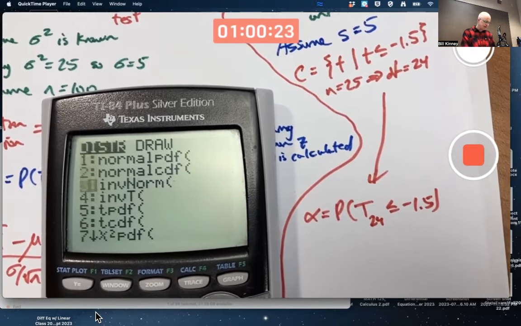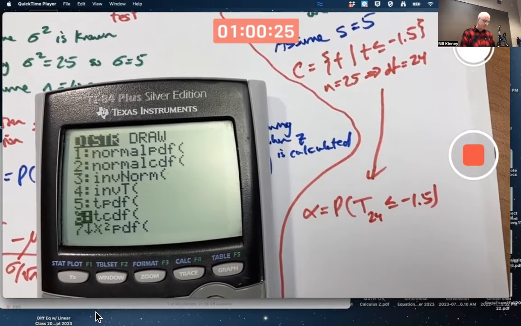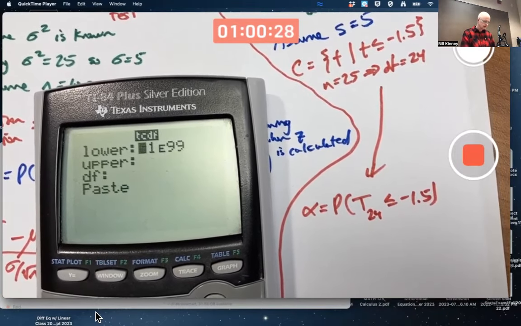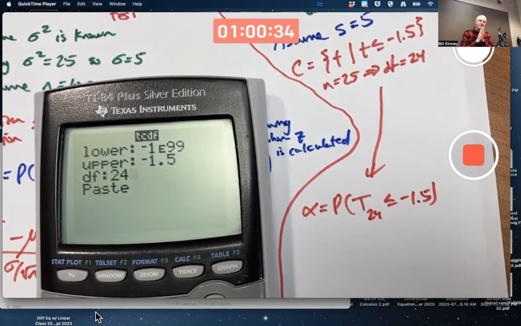We do have TCDF as an option here. Negative 1.5, 24 degrees of freedom. What's going to happen here before I do this? Remember, the t distribution looks like a bell-shaped curve as well, centered at 0. It looks like a standard normal, except it's got a bigger variance, a bigger standard deviation. It's more spread out.